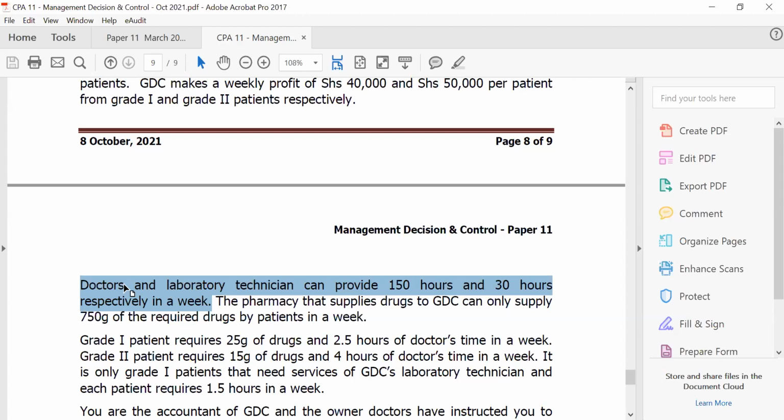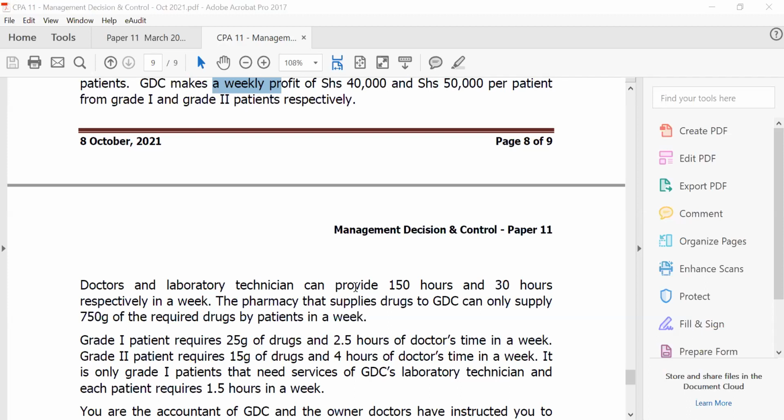So as we can see here, the first thing they're telling us, they have given us the profit, and definitely one of the things that you get to realize is that Golden exists to make profits, to maximize profits. So they have given us what is the profit currently for grade 1 and grade 2 respectively. So we want to see what fits into that.